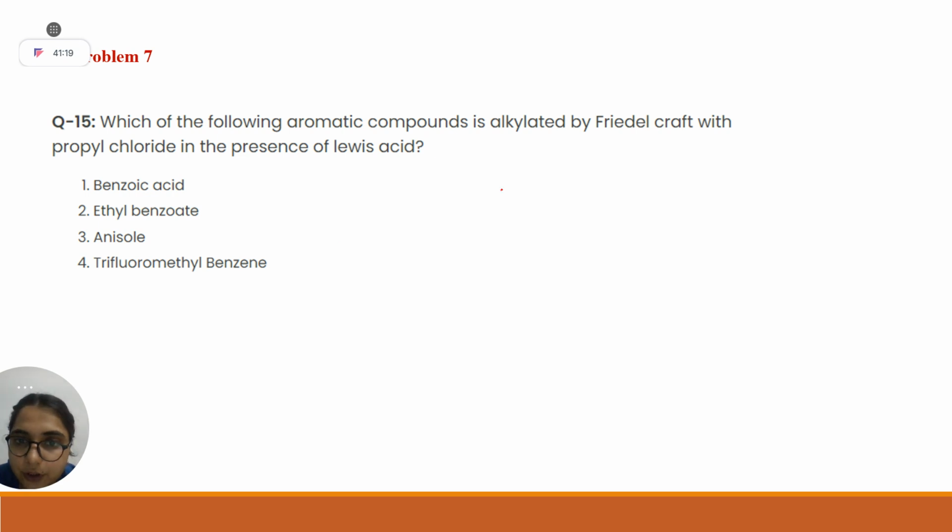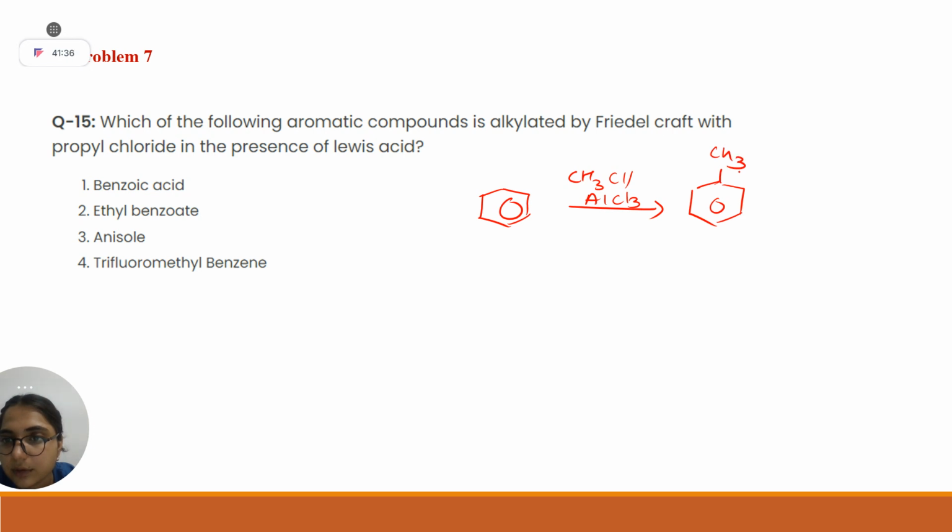If you have gone through your 11-12 textbooks, let's say you are having CH3Cl in presence of AlCl3. So these are your Friedel-Crafts reactions. They are asking, among these aromatic compounds, which one is going to be alkylated by propyl chloride in presence of Lewis acid? This Lewis acid is nothing but, for example, iron bromide or aluminum trichloride.